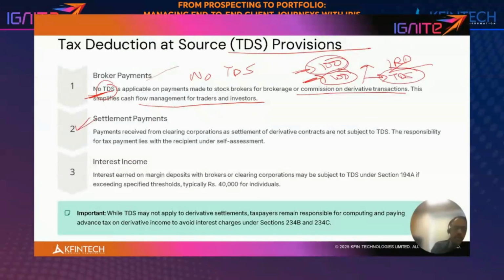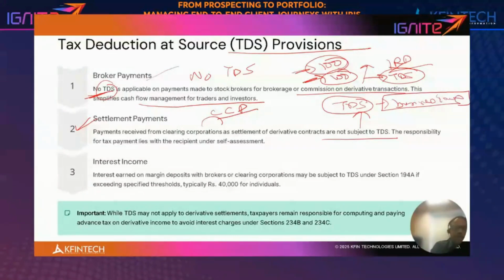Settlement payments received from CCIL or clearing corporations are not subject to TDS. Again, this is not subject to TDS. Why? Again, because this is going under business income. So whatever is the applicable tax rate, you will have to pay at that tax rate.